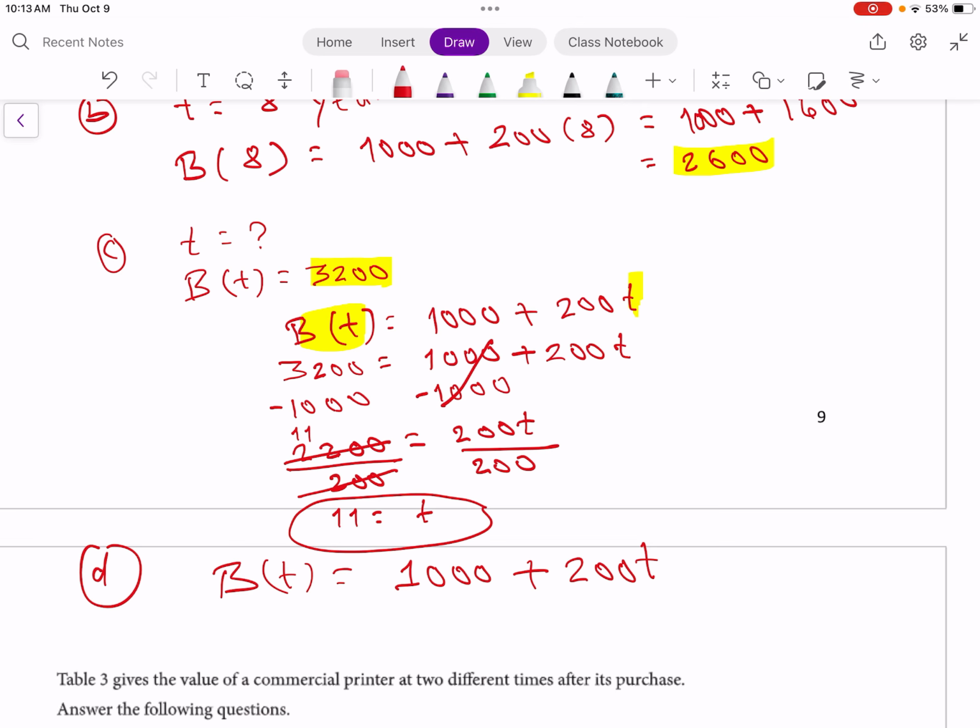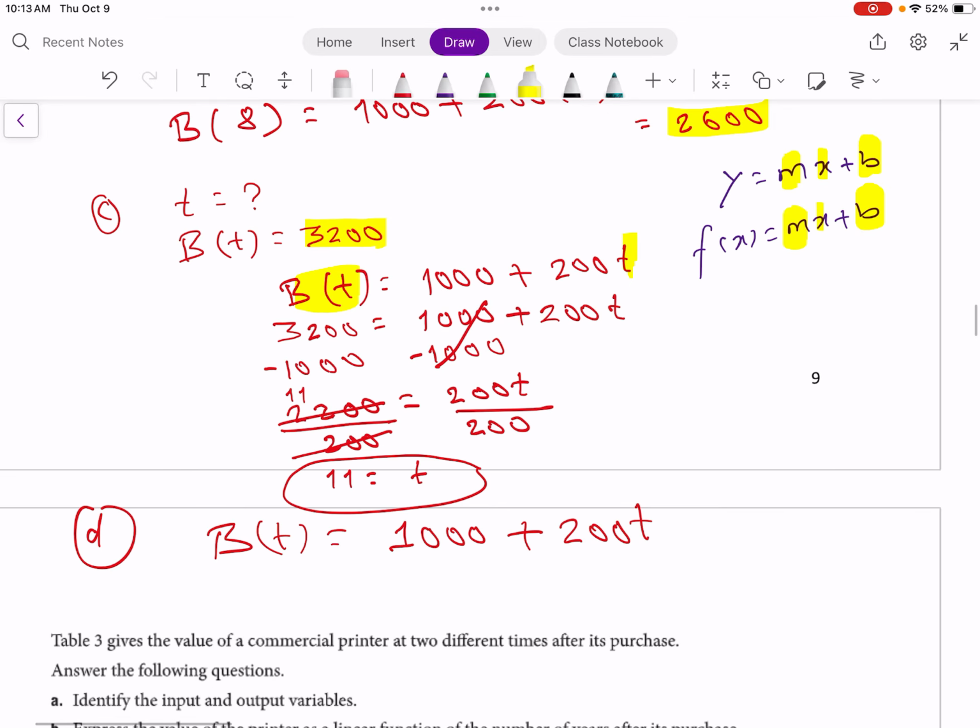So how does our linear function look? Our linear equation is y equals mx plus b. Our linear function f of x is mx plus b. Now the constant is our y-intercept, and x is the input, and its coefficient is the slope. Now, what are the slope and the y-intercept for this function?